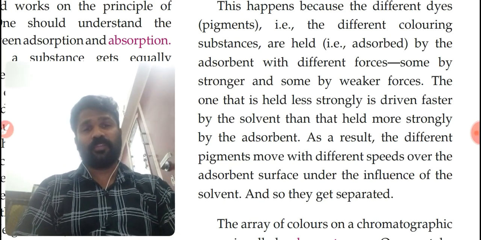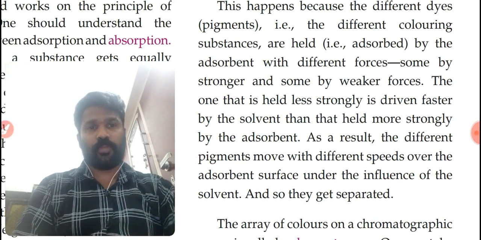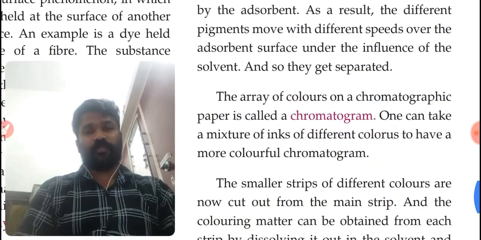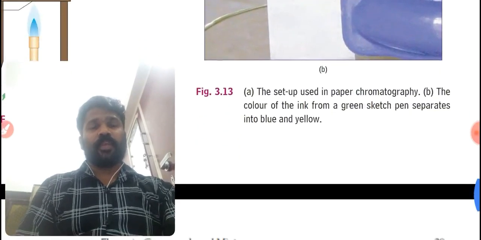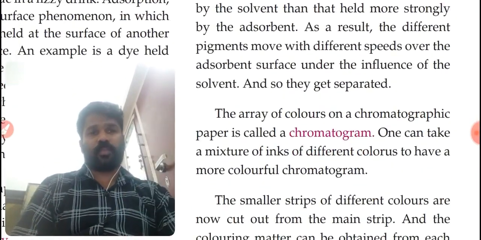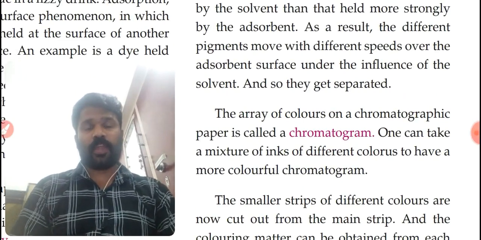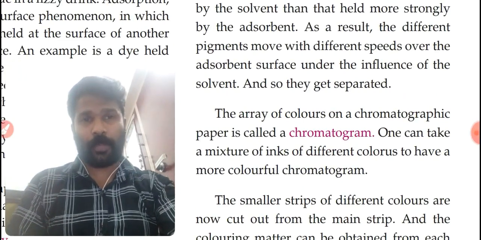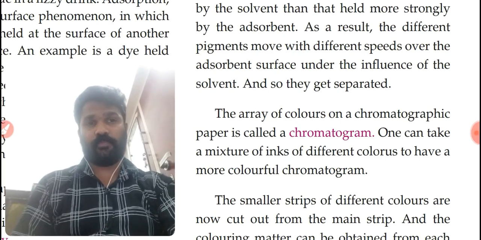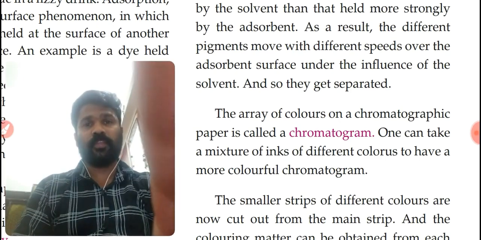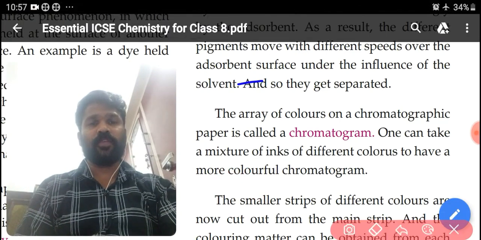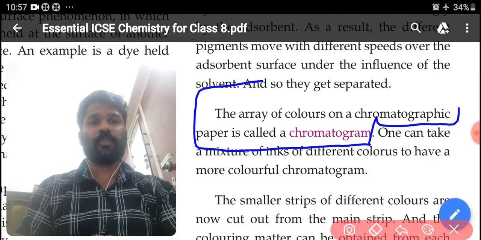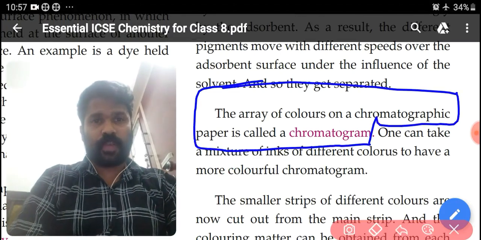These colors get separated, like yellow and blue. Green changes into yellow and blue. This array of colors, which we can see in the diagram, is commonly called a chromatogram. The array of colors on a chromatographic paper is called a chromatogram. Please underline the point.